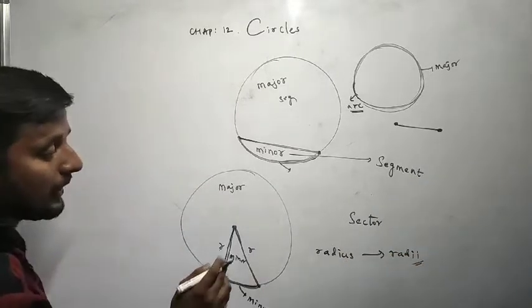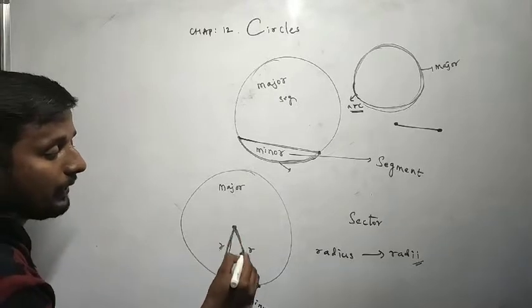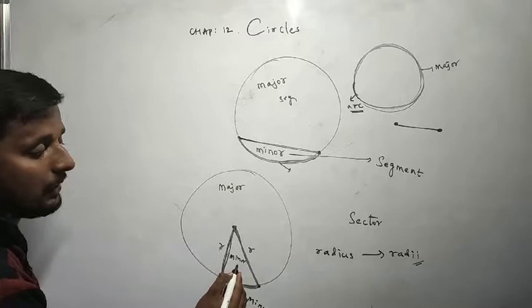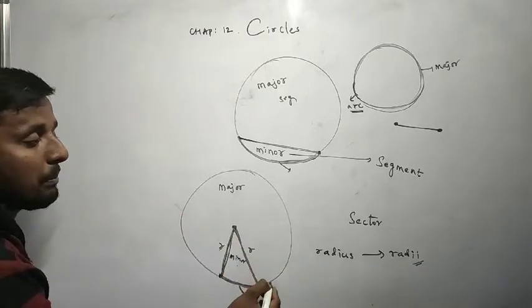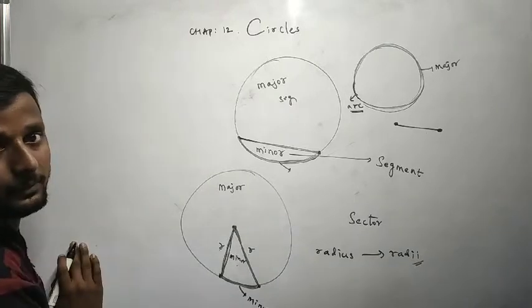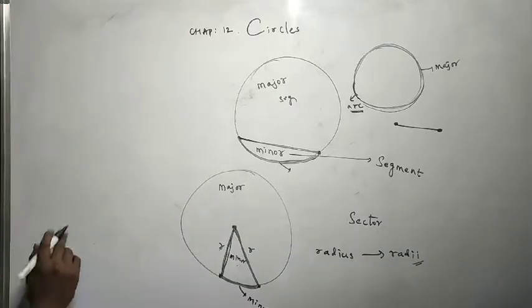The region enclosed by two radii and a minor arc is called the minor sector. The region enclosed by a major arc and two radii is called the major sector. This is the difference between them.